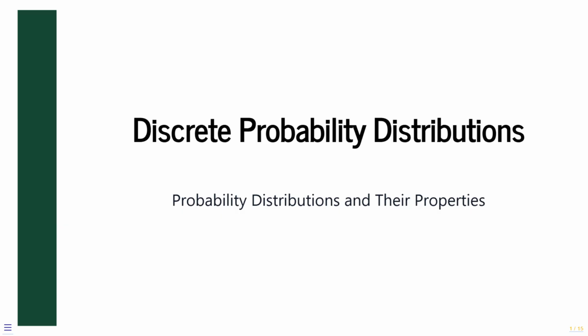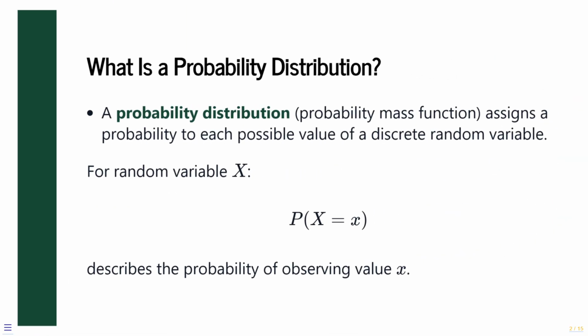Once we define a discrete random variable, the next natural question is how likely each possible value is. A probability distribution, also called a probability mass function, provides that information. It assigns a probability to every possible value the random variable can take. In notation, we write this as P(X = x), meaning the probability that the random variable X equals a specific value x. A probability distribution allows us to describe the long-run behavior of a random process in a clear mathematical way.